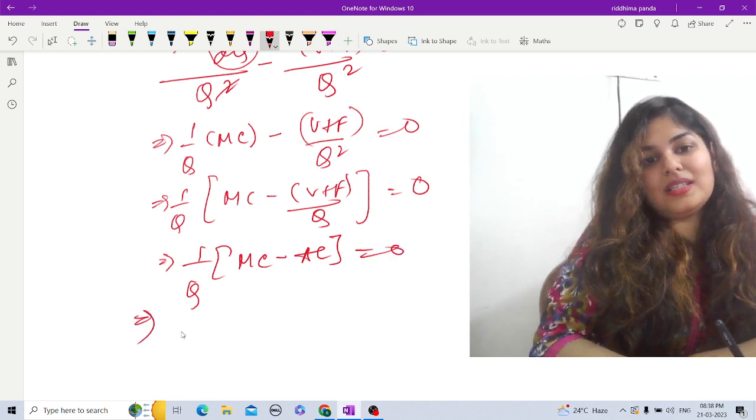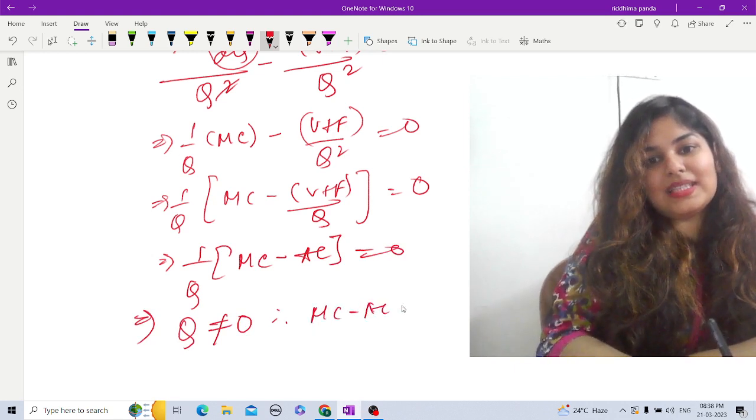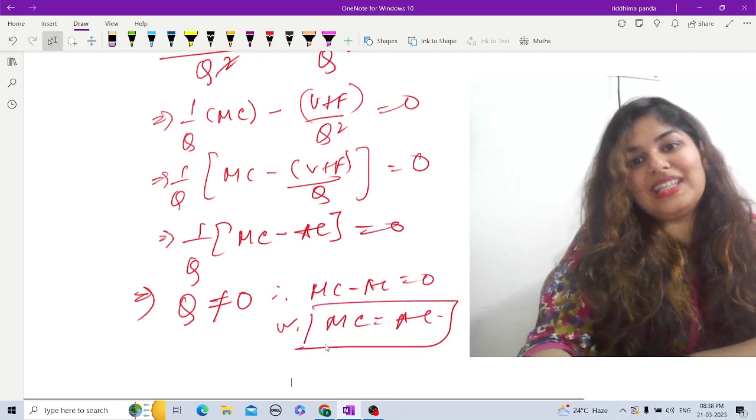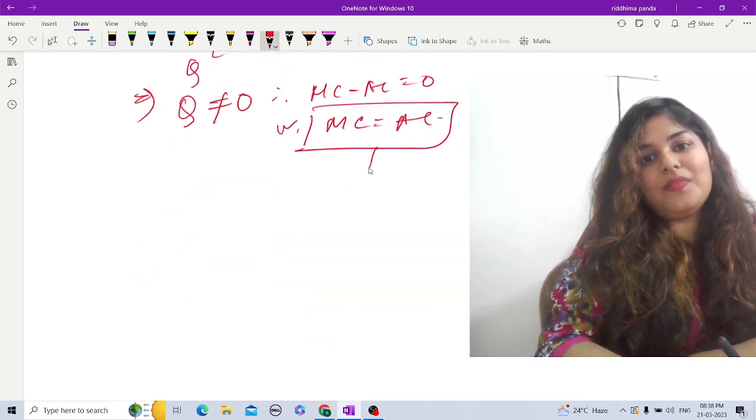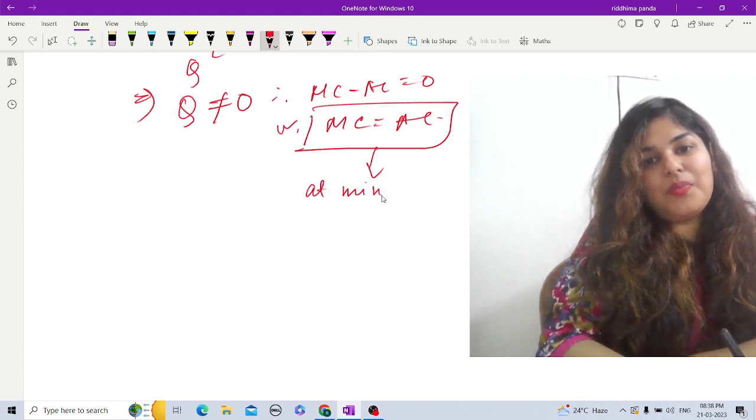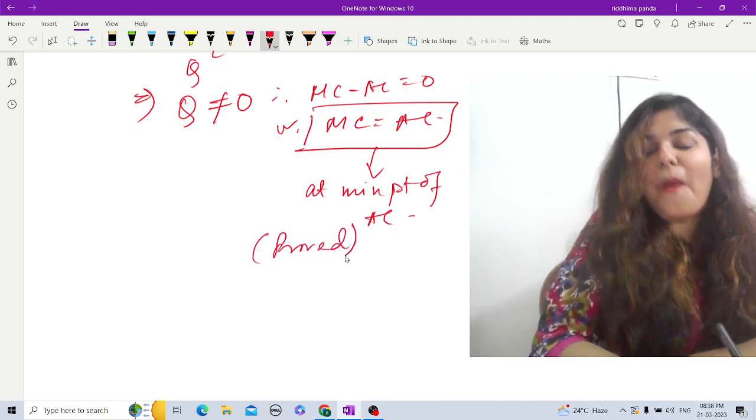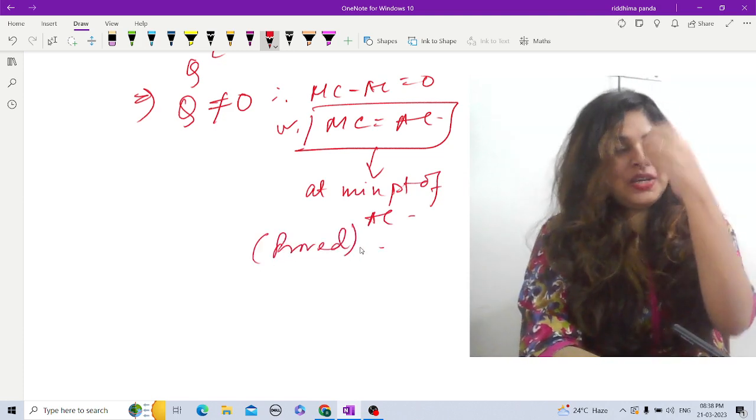So this implies Q is not equal to 0. Therefore, MC minus AC is equal to 0, or MC is equal to AC. So what was the condition? That at the minimum point of AC, MC is equal to AC, so it will cut it. That means it is proved. So this was the first part of the question.